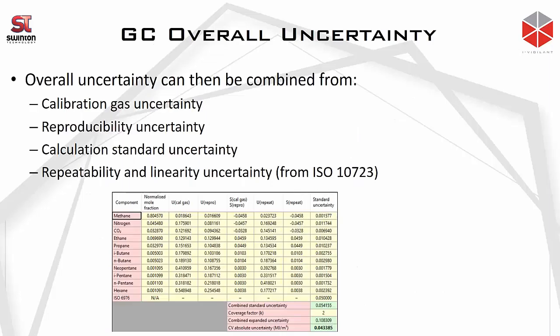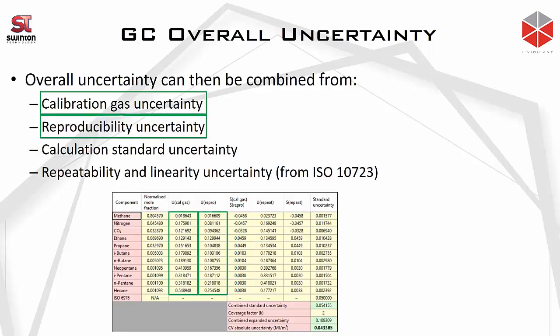So when we then see the overall uncertainty, it can be combined from the calibration gas uncertainty, and we basically put them all in this particular table, and then we get the uncertainty from the reproducibility, which is the daily calibration. Now, these two uncertainties will have the same similar sensitivity because they use the same exact component or composition. We then have the calculation standard uncertainty, which comes from the uncertainty of the standard itself.